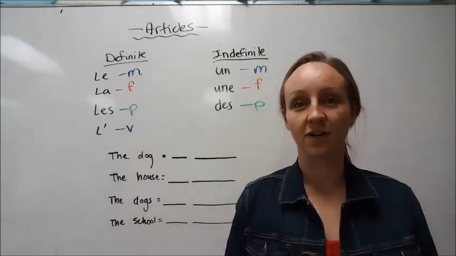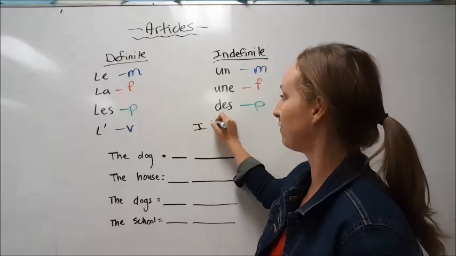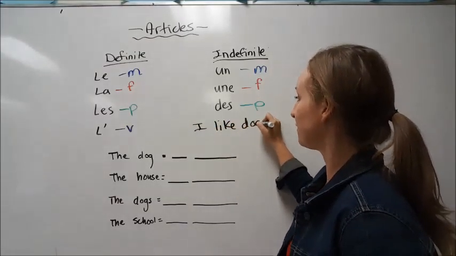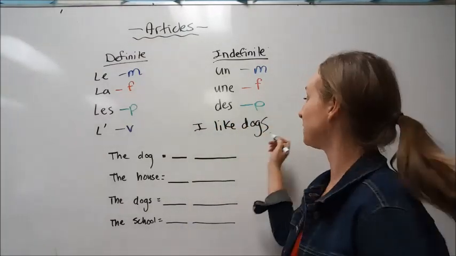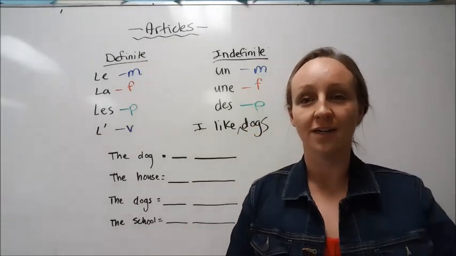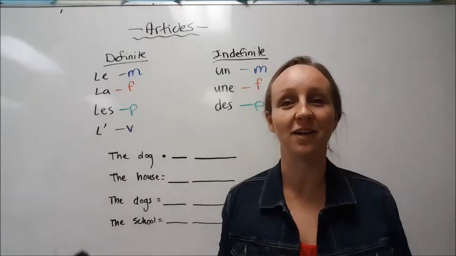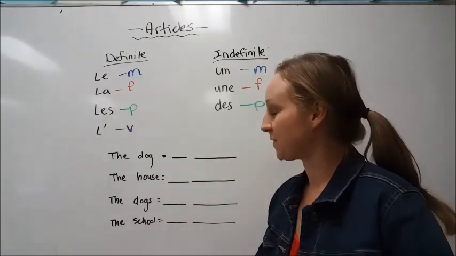What is really tricky for us as English speakers is that in English we don't always use them. So say for example we have I like dogs. In English we can just say I like dogs, but in French you'd have to have some little word right in there to qualify the word dogs. So for us, we're already set up for failure with this concept. So let's take a look.